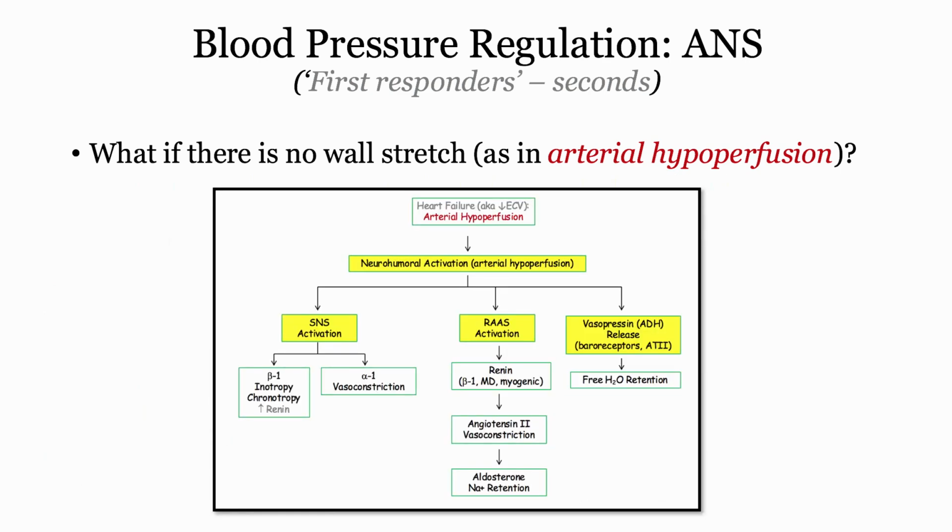Well, this is a happy coincidence because this is the same response we discussed when reviewing the arterial hypoperfusion associated with congestive heart failure. The autonomic nervous system does not discriminate. The baroreceptors will either be stretched or they won't. That said, let's move on to the humoral arm of the neurohumoral response.